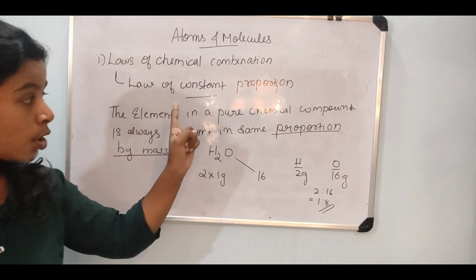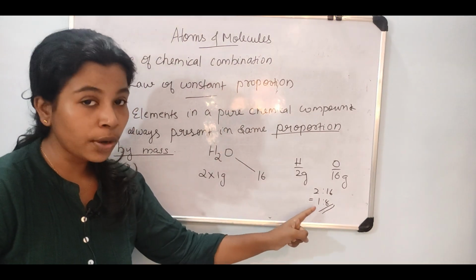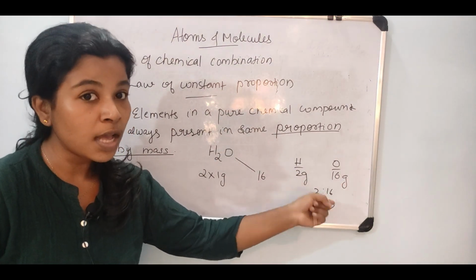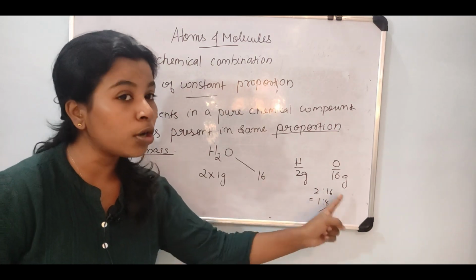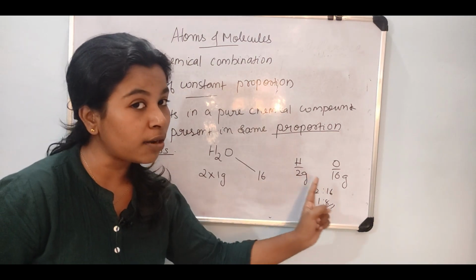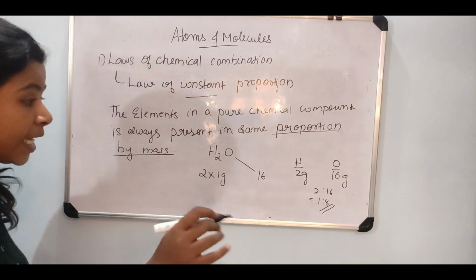So this law states that the ratio in which the hydrogen and oxygen combine to form water will always be a constant. So it will always be what? 1 is to 8. Let's see another case.